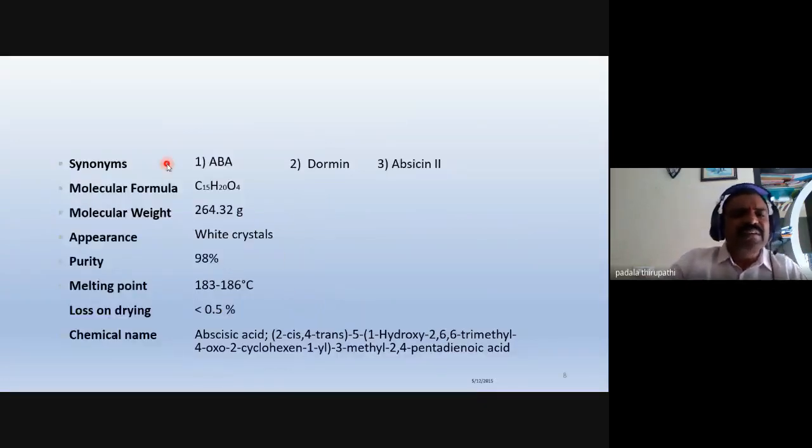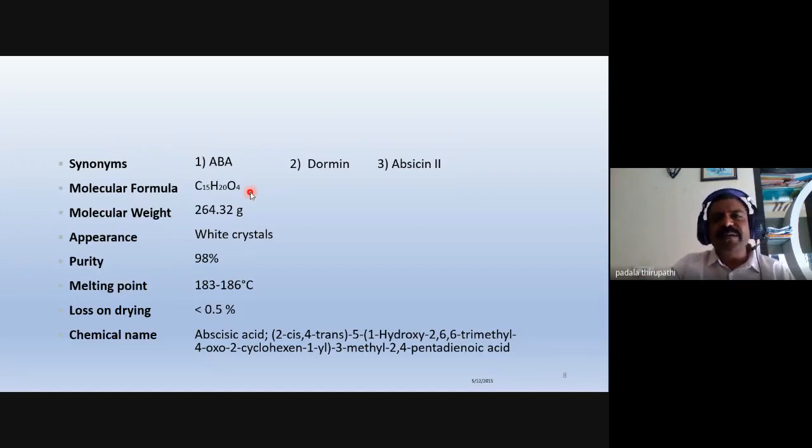And what are the formulas or synonyms of abscisic acid? Different names we are observing here. ABA, number 1, abscisic acid also ABA, also earlier dormin, and earlier abscisin 2. Abscisin 2, dormin, ABA. So these are the synonyms for abscisic acid. These three are also nothing but abscisic acid. And the chemical or molecular formula of abscisic acid is C15H20O4.